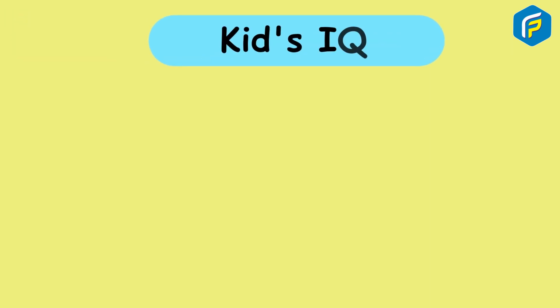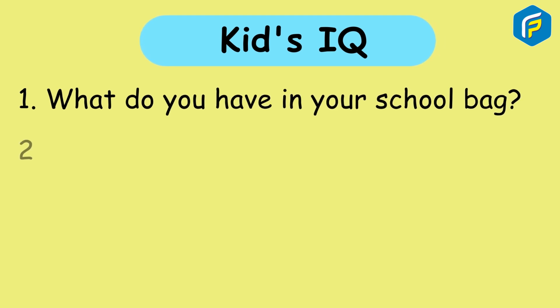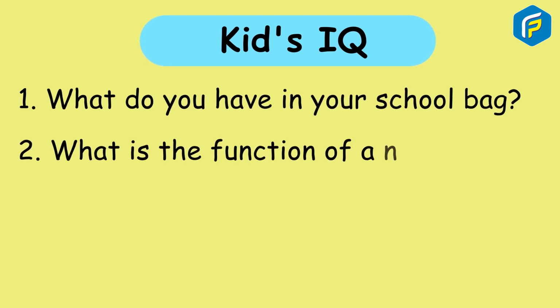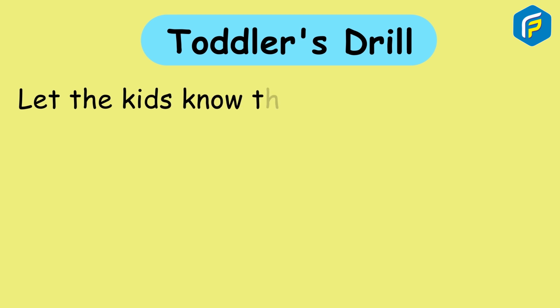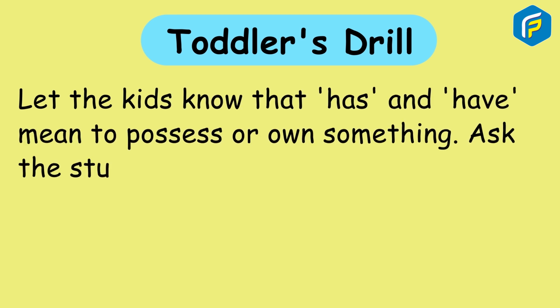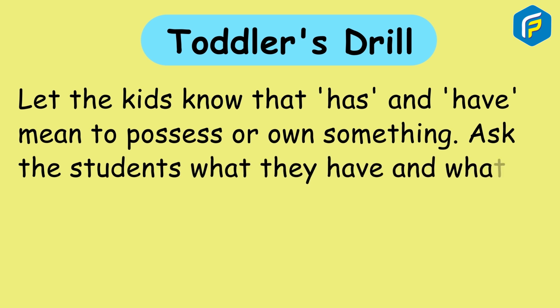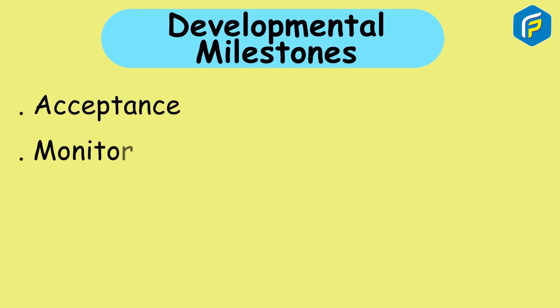Kids IQ. What do you have in your school bag? What is the function of a nose? Toddler's drill. Let the kids know that has and have mean to possess or own something. Ask the students what they have and what they don't. Developmental milestones: acceptance, monitor, differentiate.